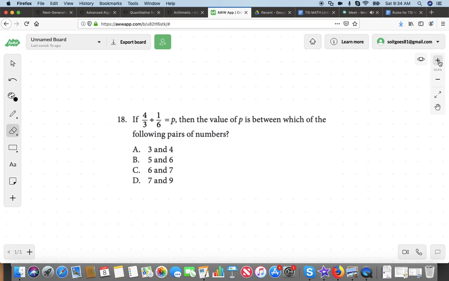Because a lot of times we can do some basic estimation, when we're talking about addition or subtraction or multiplication. Dividing by a fraction, that's just tricky to conceptualize. 4/3 divided into sixths. It's going to be tough to estimate. So let's carry out the operation.